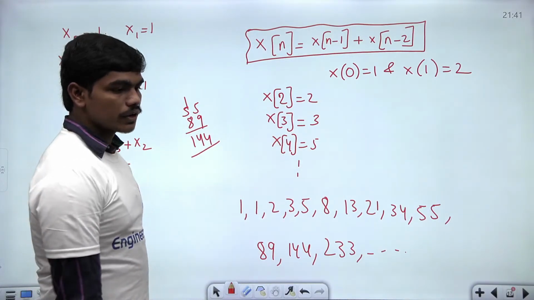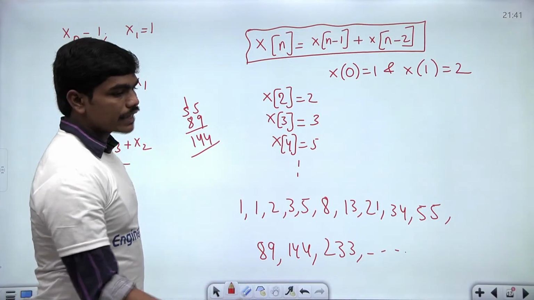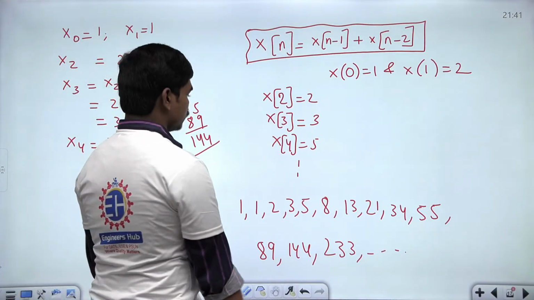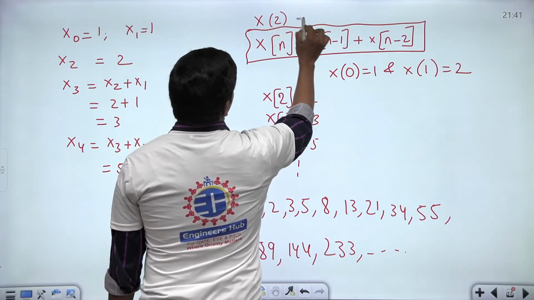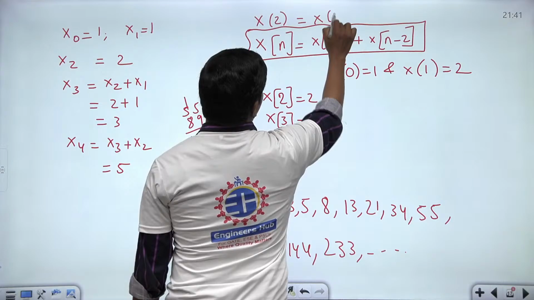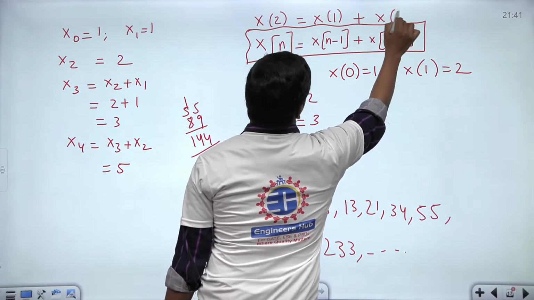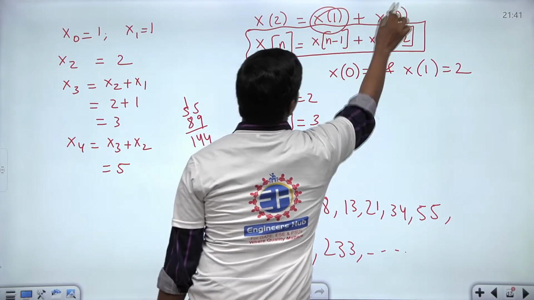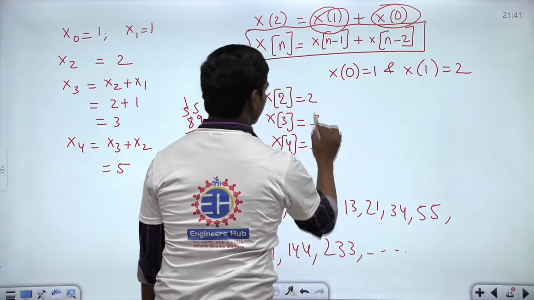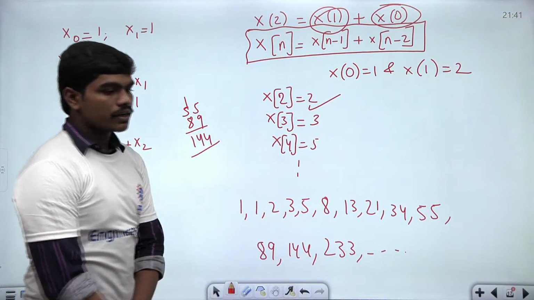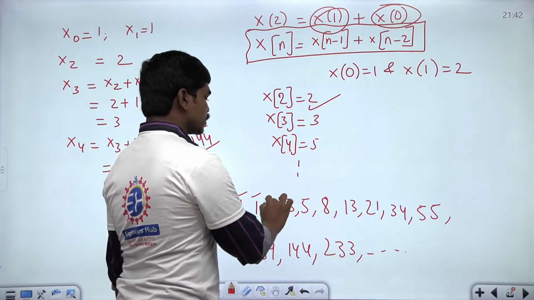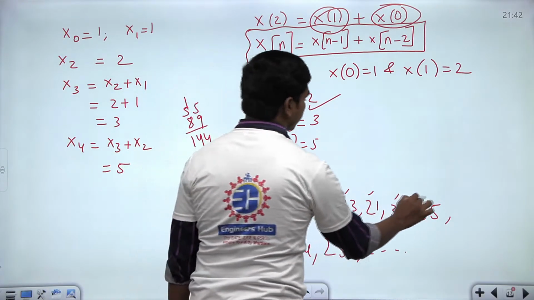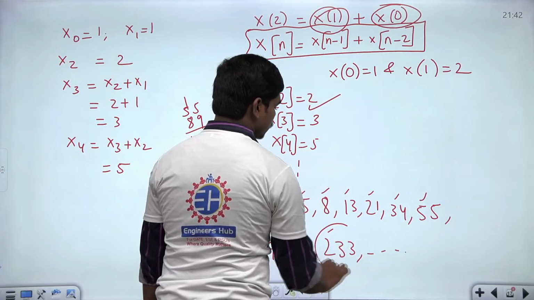This linear algebra. Why is x of 1 equal to 2? It is 1, right? Look, if you want x of 2, put n equal to 2. So this is x of 1 plus x of 0. The value of this is 1, and this is also 1. So 1 plus 1, it's 2. So 233 is the 12th term. Of course, in the Fibonacci series, 3, 4, 5, 6, 7, 8, 9, 10, 11, 12, 13.